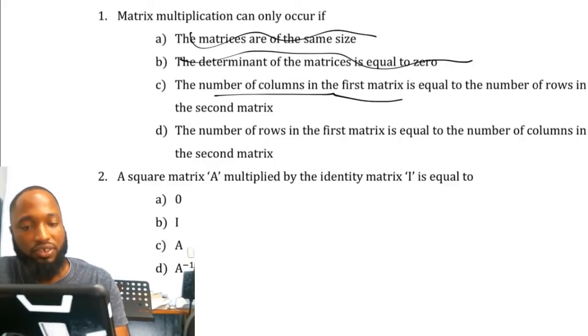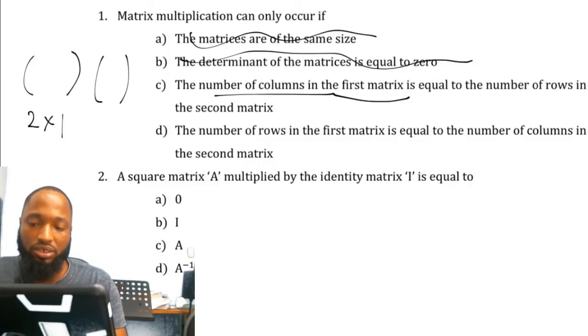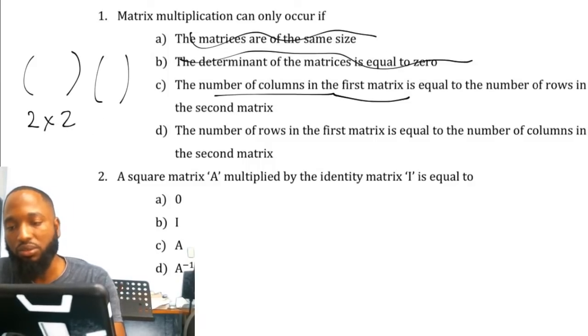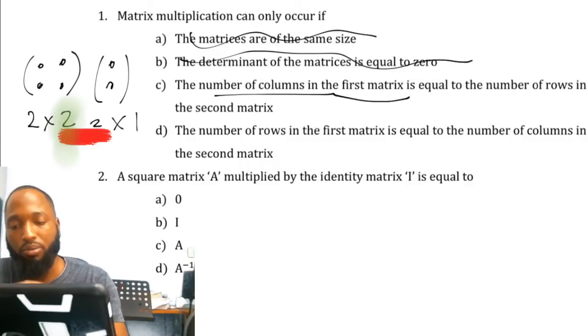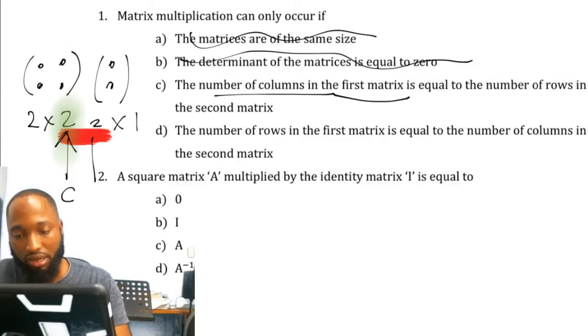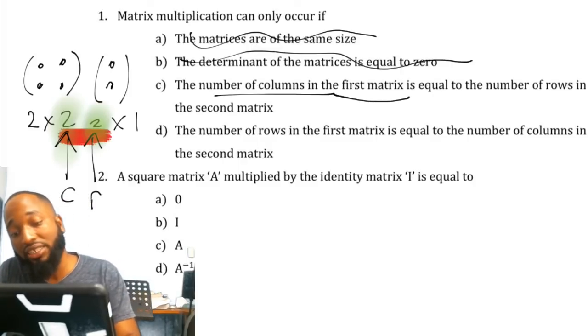The number of columns in the first matrix must be equal to the number of rows in the second. So when you enter the matrix, you know there's a 2 by 1, and this is a 2 by 2, a square, and this is a 2 by 1. Remember, it's row by column. So the number of columns in the first matrix must be equal to the number of rows in the second matrix. Once those two numbers are the same, they're compatible. You can multiply them. Memorize that for sure.